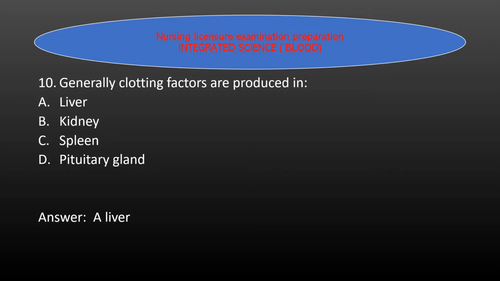Question number 10. Generally, clotting factors are produced in option A liver, option B kidney, option C spleen, option D pituitary gland. And the correct answer is option A, that is liver.